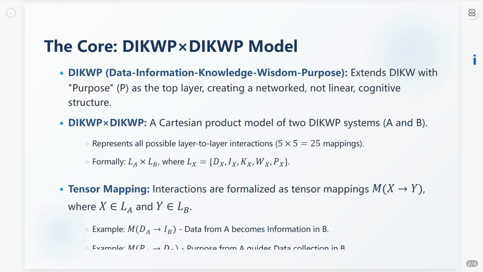Now, imagine two such systems interacting. That's our DIKWP times DIKWP model. Think of it as a 5x5 grid of possible connections. Any layer in System A can talk to any layer in System B. We formalize this using tensor mappings, m of x to y. So, data from System A can become information in System B, or purpose from A can dictate what data B collects. It's a rich, multi-dimensional playground for semantics.